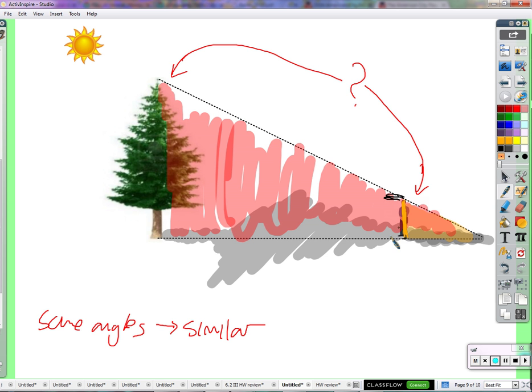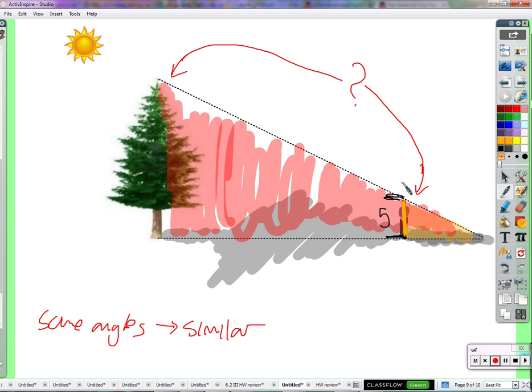So let's call it, he's pretty short. To make it easy, let's call it 5 feet. Okay, he's shorter than me. Now definitely, we know they're similar. So this tree is going to be so many times bigger than this guy. It's going to be some times bigger. Do you know how many times bigger it is just because he's 5 feet? No. I need more.